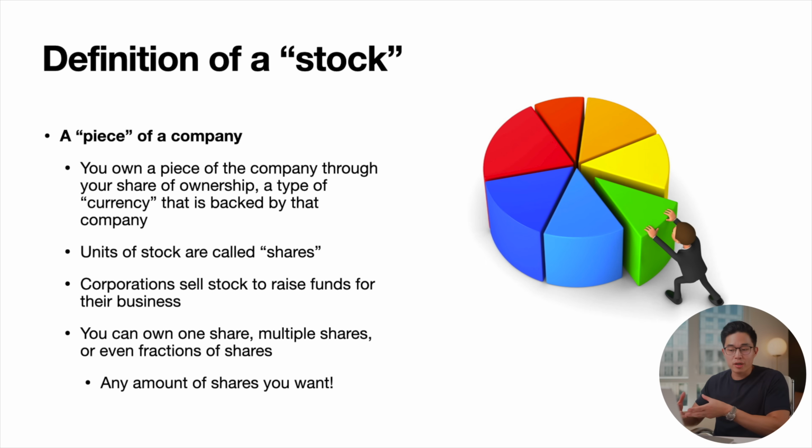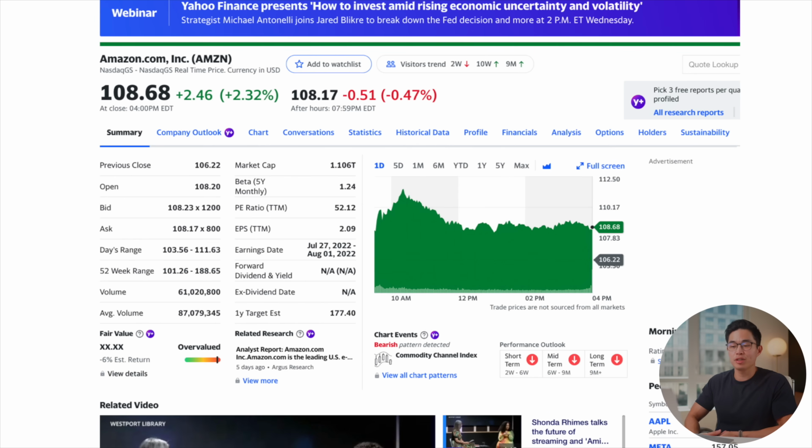You can own one share of a company, you can own multiple shares, or you can even own fractions of shares. For example, if we take a look at Amazon, you can see that they're trading at just over $100 a share. So if you were to pay $108 right now, you would essentially get one share of Amazon. And there are over 10 billion shares outstanding, meaning if you buy one, you're going to own 1/10 billionth of the company. You can also buy partial shares.